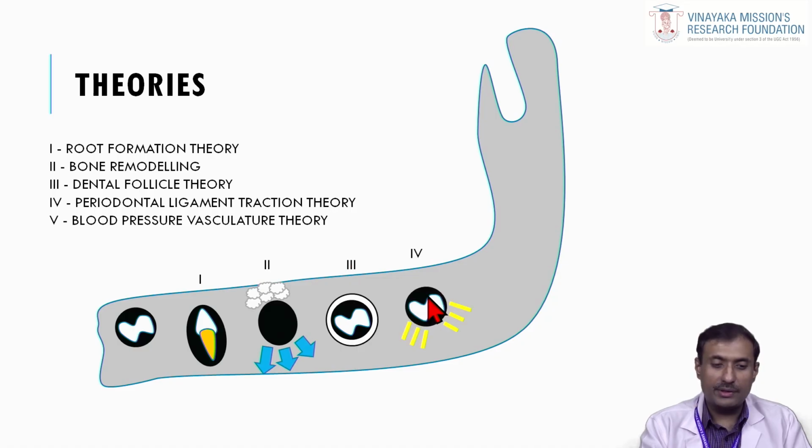The most accepted theory is the periodontal ligament traction theory. According to this theory, we have the periodontal ligament fibers, which are actually collagen fibers from the fibroblast, which cause a traction or contraction of these fibers, which generate force to push the tooth into occlusion. The last theory is the blood vasculature theory. Here we have blood vessels which are present here, which give the hydrostatic force which pushes the tooth into occlusion. So these are the basic theories of tooth eruption.